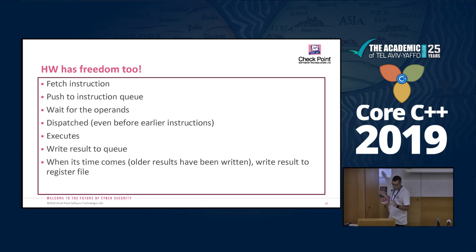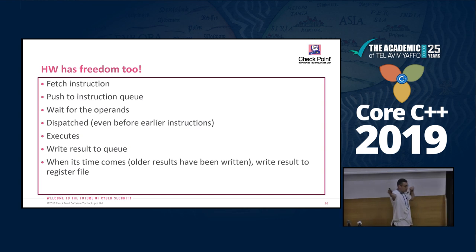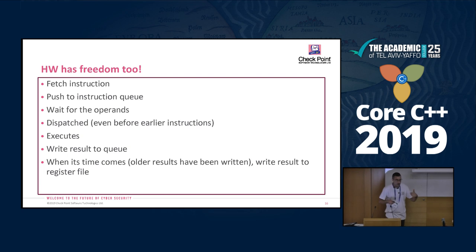It's more like we fetch the instruction, and then we push it to the instruction queue. We wait for the operands to arrive. When we have the operands, we dispatch it to the relevant execution unit. Now, maybe the operands for one instruction are in the cache, but for the previous one we need to bring them from main memory. We may have the operands for the second instruction before we have the ones for the previous one. We will still execute the second one before.